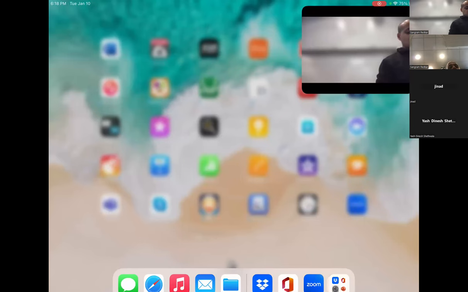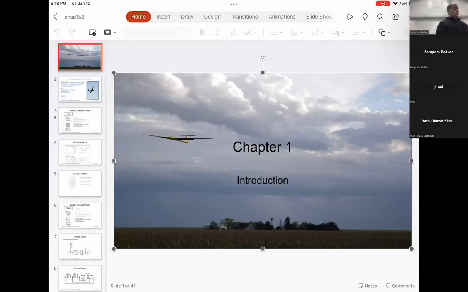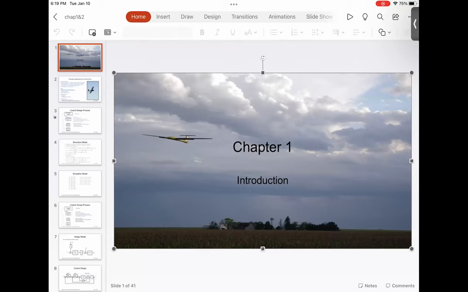Okay, so let's get on to it. In today's class, first, I would like to give you a brief overview of the material that we are going to discuss. This is actually chapter one from the textbook. This chapter one will give you the lay of the land, what we are going to talk about. This course, at least the first part of the course, follows pretty much exactly the way the book is written. Small Unmanned Aircraft is the book.